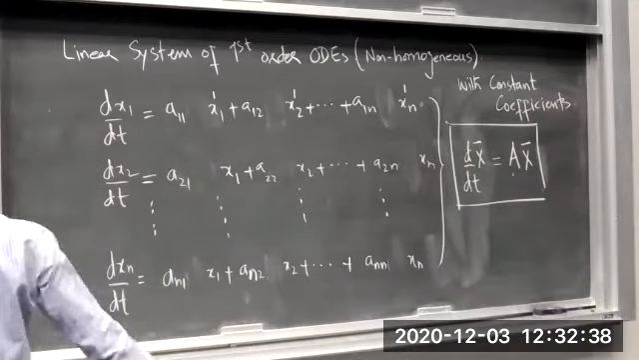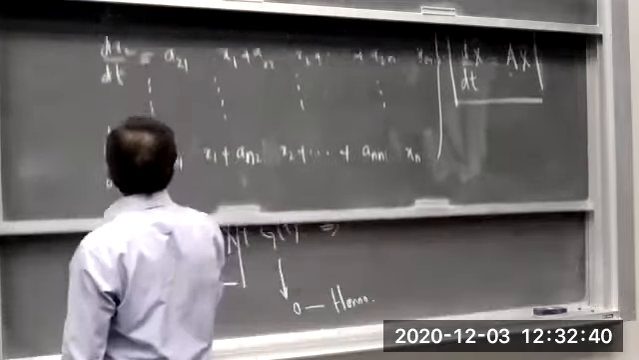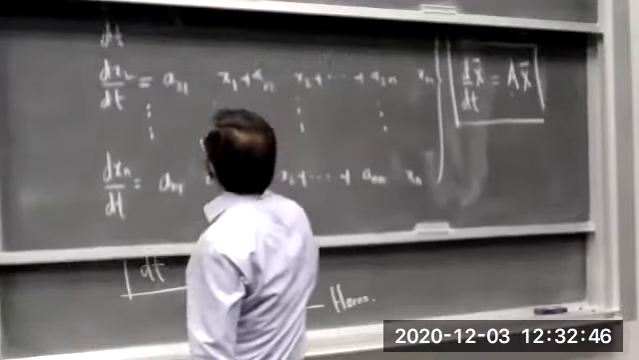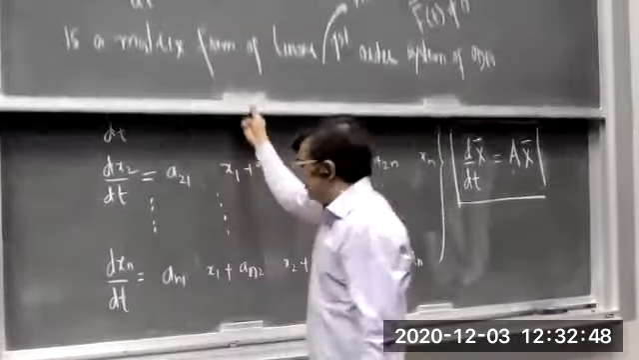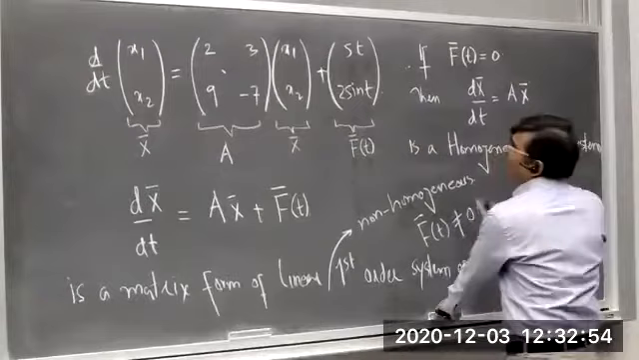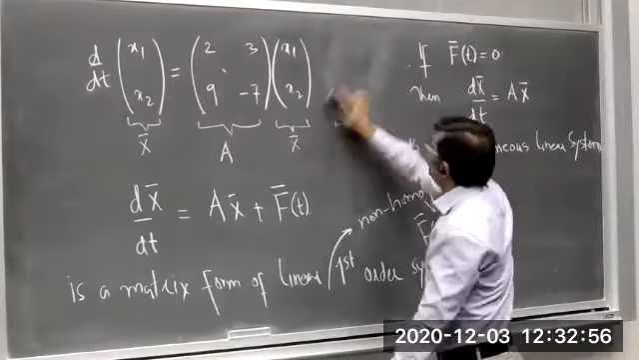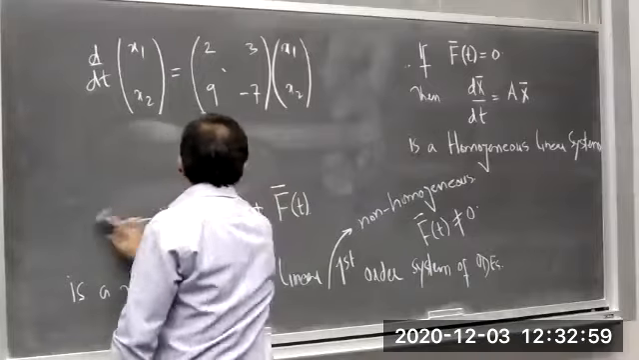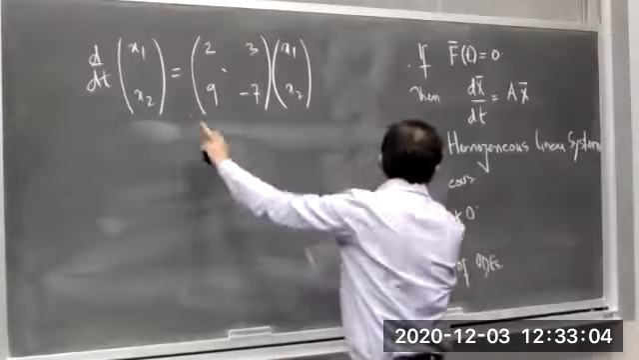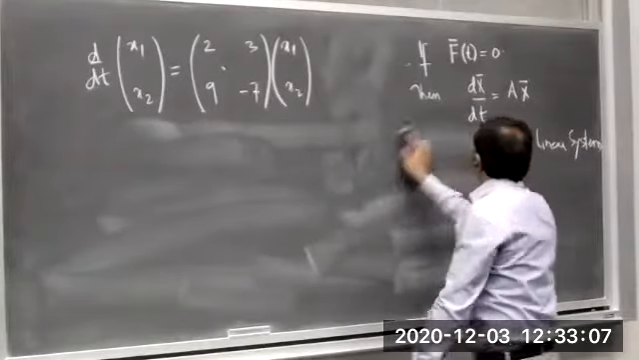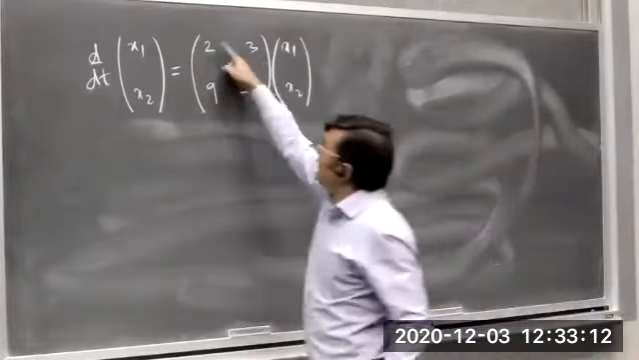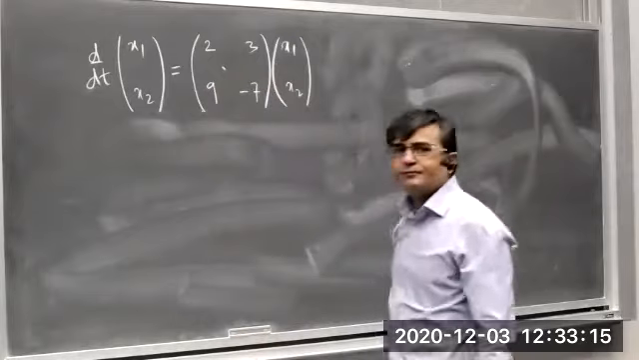Okay, what is an example of this? Let's write an example of this system. If I remove this, then this system is what? It is a first order homogeneous linear system with constant coefficients, because the matrix contains only real numbers.